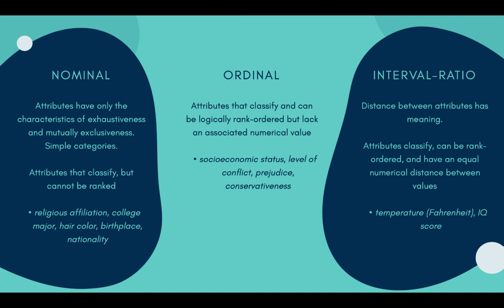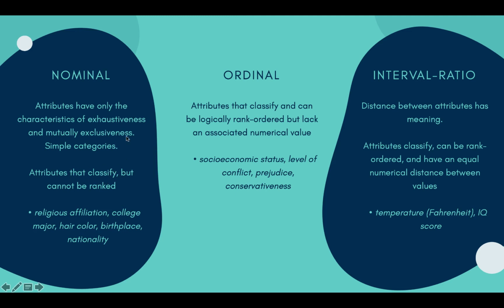Nominal variables have attributes that just classify but cannot be ranked, right? These attributes only have the characteristics of exhaustiveness and mutual exclusivity. These are just simple categories. So something like religious affiliation, college major, hair color, birthplace, right? Political affiliation, right? While we can assign numbers to them, like we did for political affiliation, we know that these only have attributes that can be classified but not rank ordered.